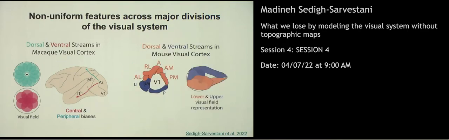And the relationship between the streams and their visual field bias is not as clear in the primate as it is in the mouse, but there is a visual field bias in both animals, and it's different. In primates, it's the central peripheral axis. In mice, it's along this lower and upper visual field axis.